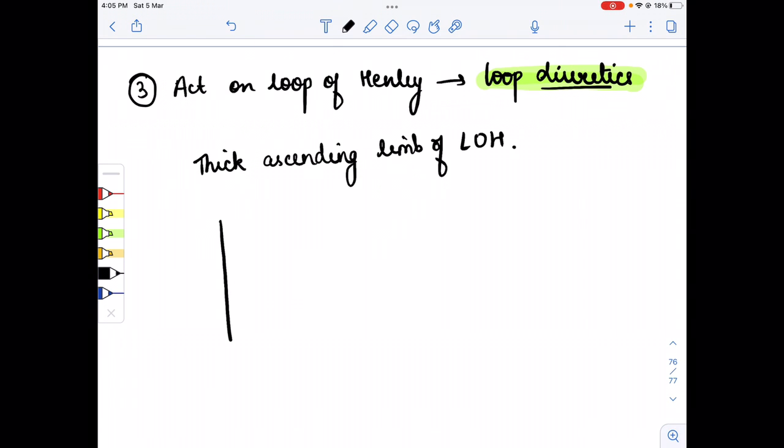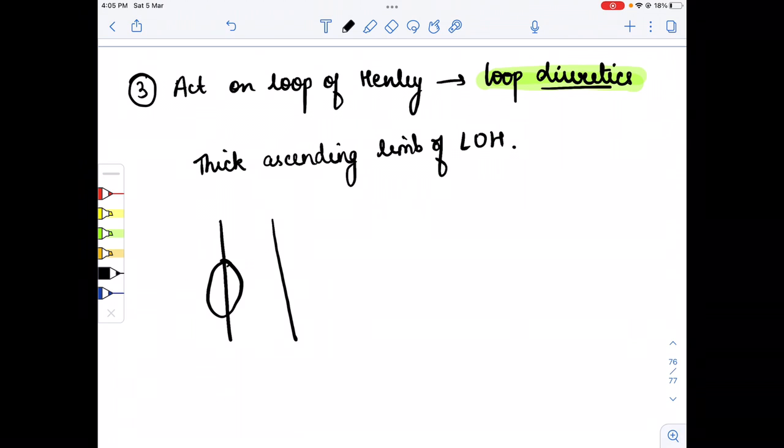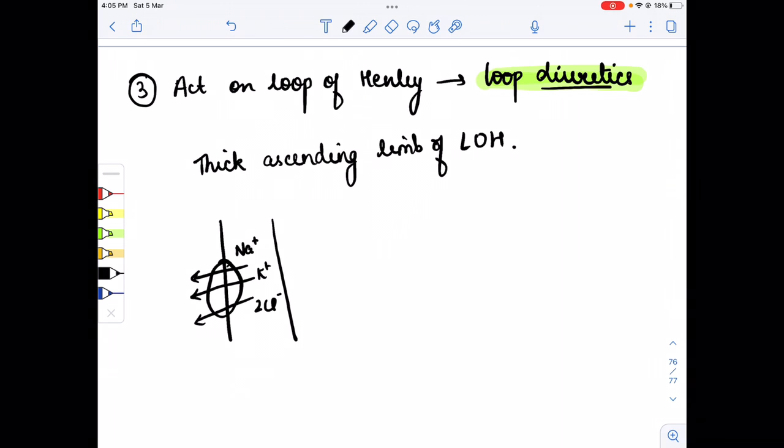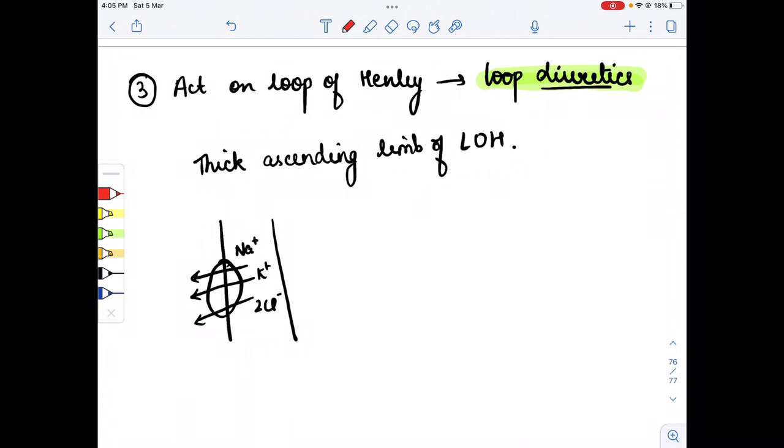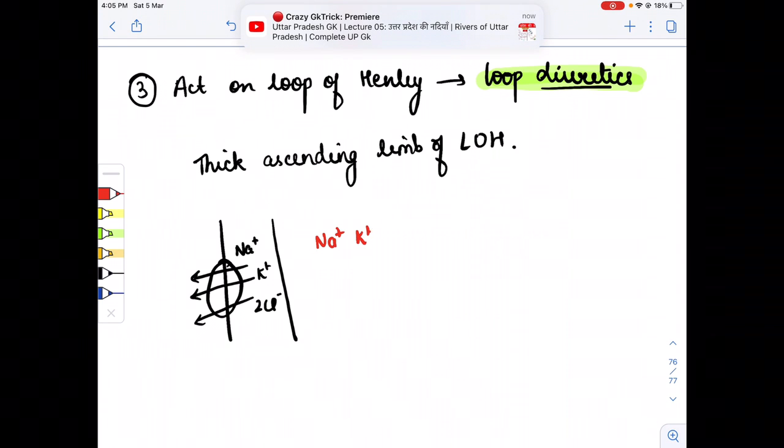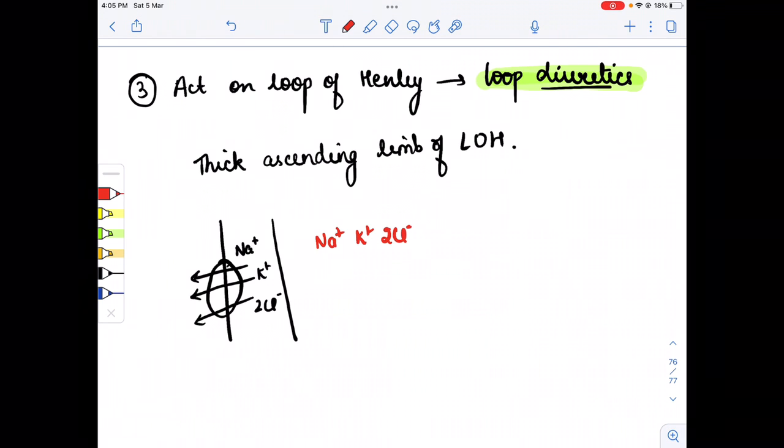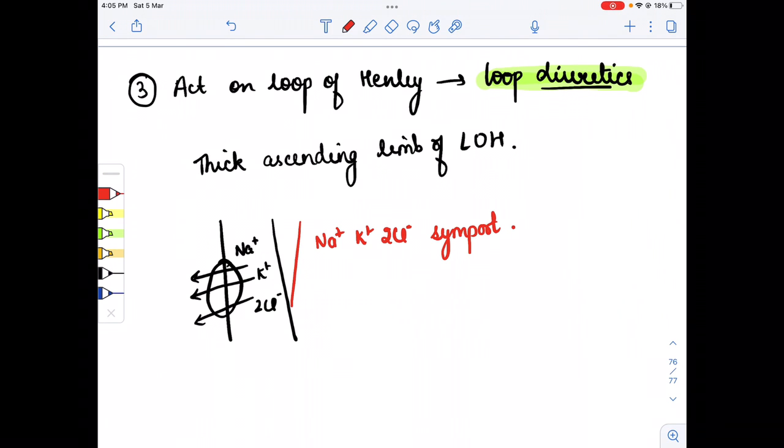In the thick ascending limb of the loop of Henle there is one symporter, from where sodium gets reabsorbed, potassium is also reabsorbed, and chloride is also reabsorbed. Loop diuretics act on this symporter, that is the sodium potassium 2 chloride symporter. They inhibit the function of this symporter, and the sodium, potassium and chloride will not get reabsorbed.